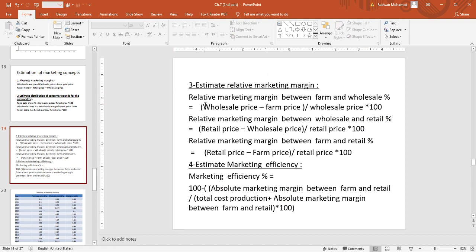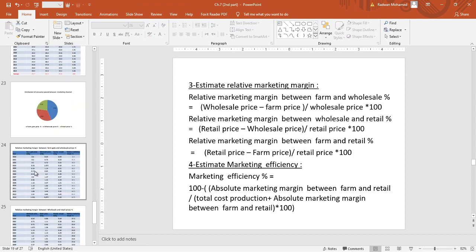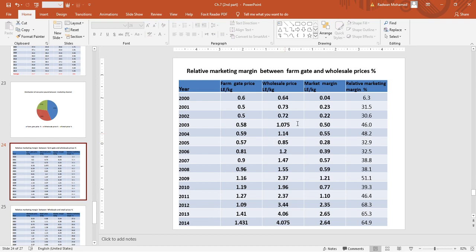Okay, here if I want to calculate the relative margin between farm and wholesale, here is the law, and here is the answer. The law for the second one is the relative market margin between wholesale and retail. Then the relative market margin for farm and retail. Please use these laws to solve these simple equations. Okay, so it's very easy as I said.